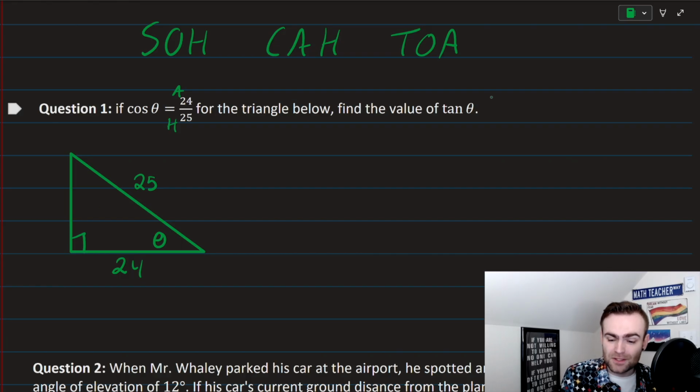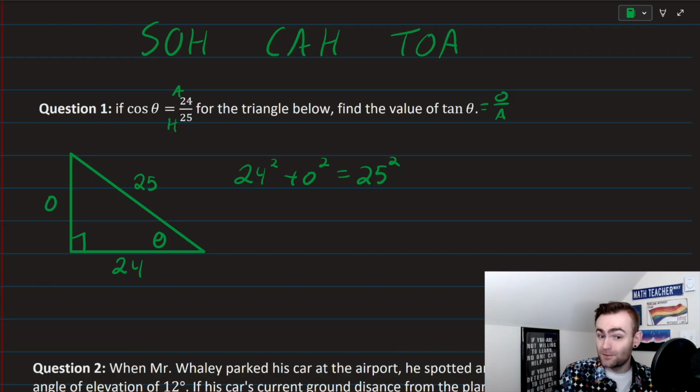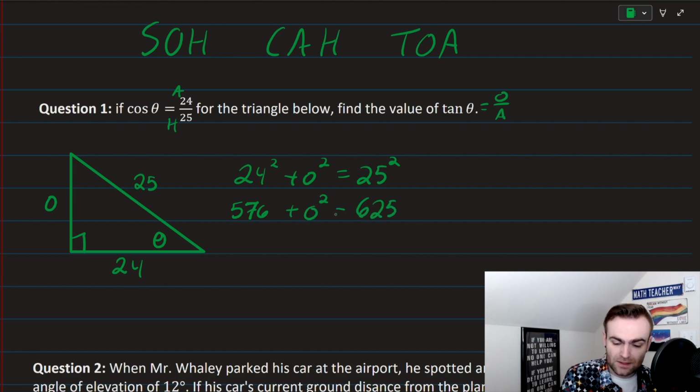If I want to find the tangent, tangent is equal to opposite over adjacent. I'm missing the opposite side. I'm missing what this is. So I need to solve for it. And if I have two sides of a right triangle, I can find the third using Pythagorean's theorem. So in this case, 24 squared plus O squared should equal 25 squared. Now these are going to be big numbers, so if you don't have them memorized as squares, that's fine, but I do. 24 squared is 576, and 25 squared is 625, plus this O squared here.